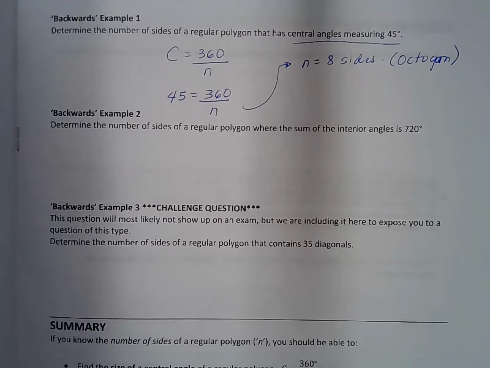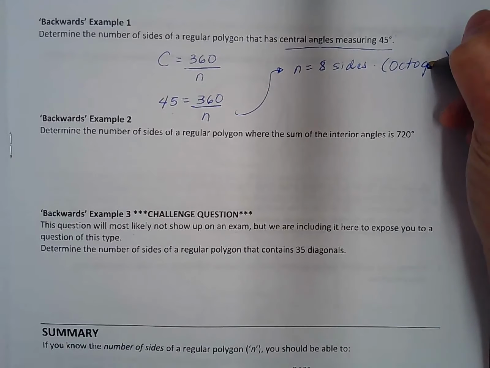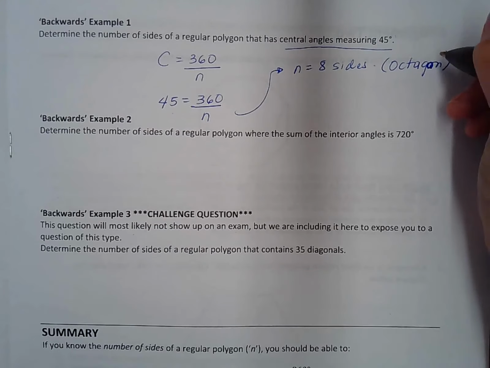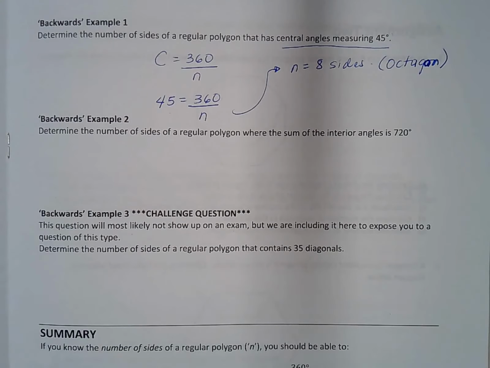Can you think of another way besides trial and error to figure that out? Okay, so that's one strategy, and that's okay. We can figure it out by trial and error. But can you think of another strategy to figure out the n?